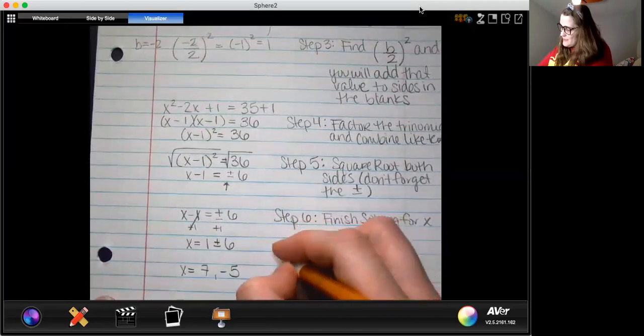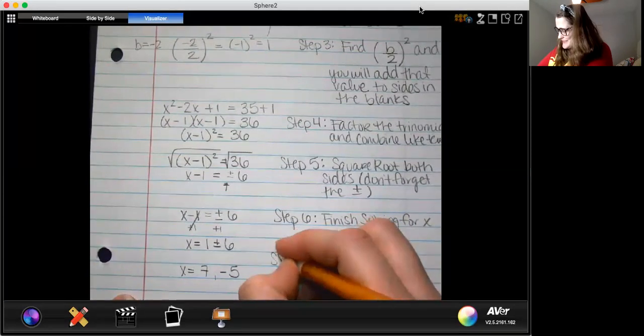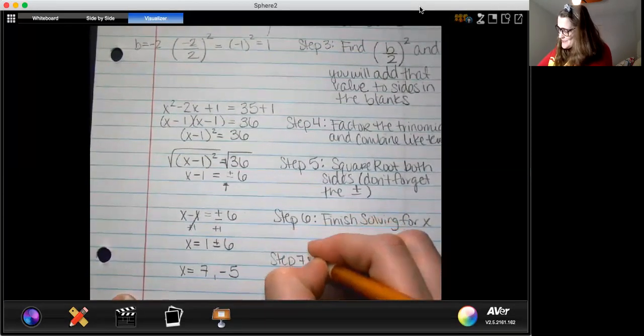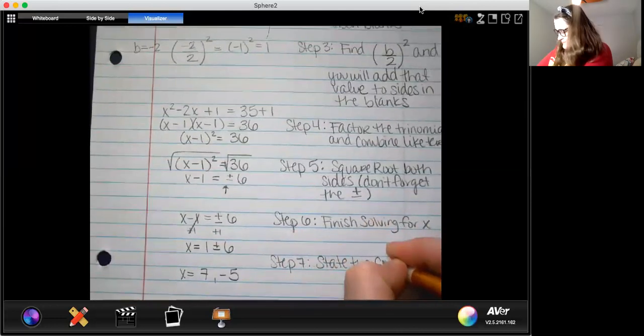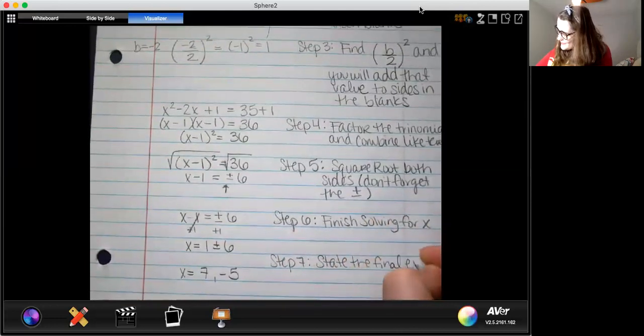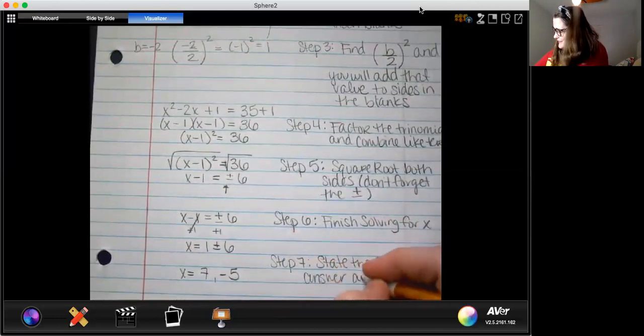And step 7, which I kind of already skipped ahead, but step 7 is to state the final answer. The final exact answer, to be specific. And simplified answer.